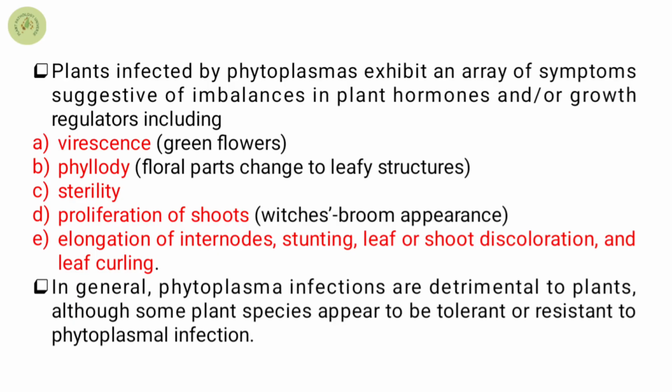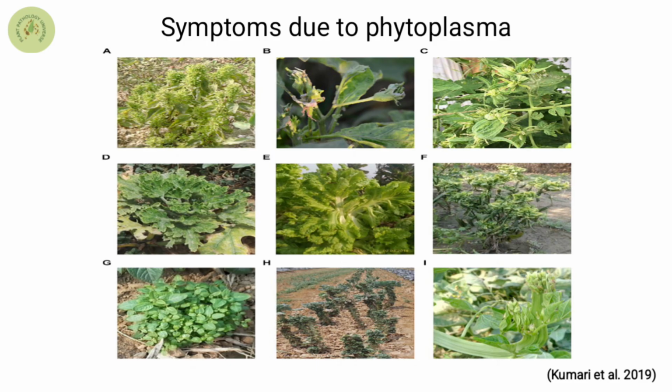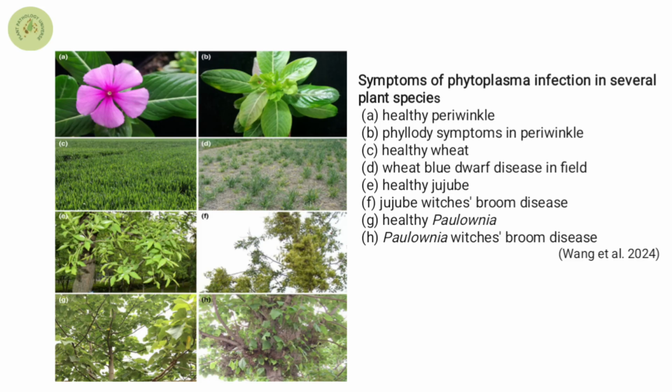In most cases, these diseases are detrimental, but in some cases, if you use tolerant or resistant varieties, their damaging effect can be reversed to an extent. Now these are pictures showing the different types of symptoms, be it phyllody, virescence, witch's broom, etc. So these are the different symptoms that occur due to phytoplasmas.